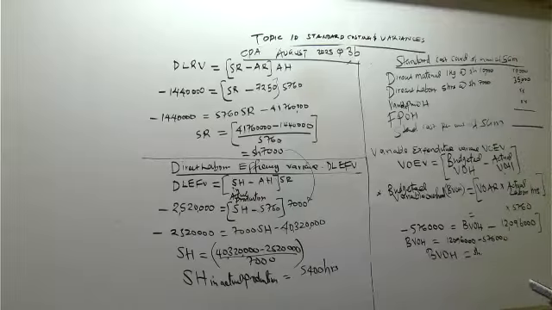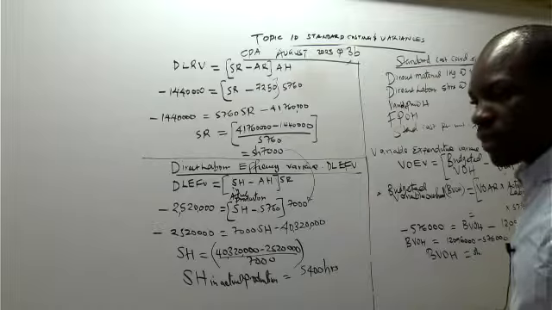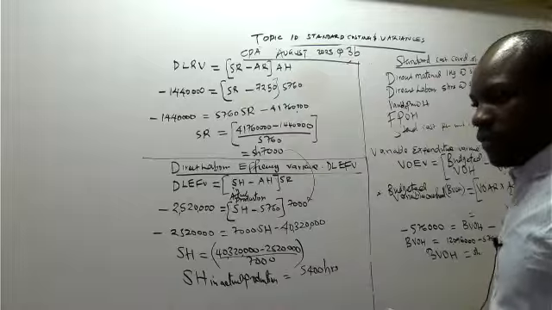Budgeted variable overhead tumepewa hapo sasa ni ngapi? Let's calculate it very fast, please. Tumeshindwa kupata difference between these two. 12,096 minus 576 is 11,520.